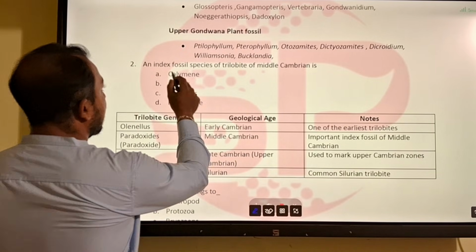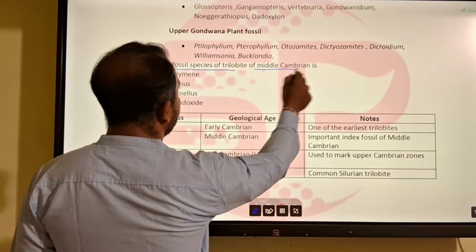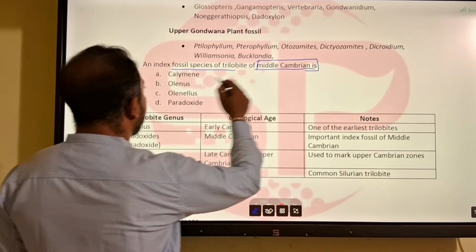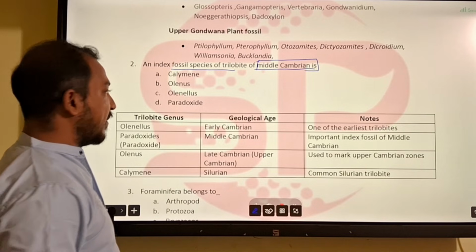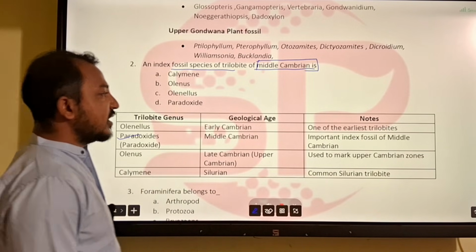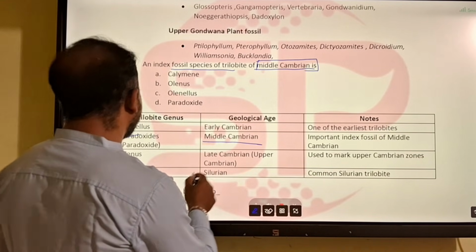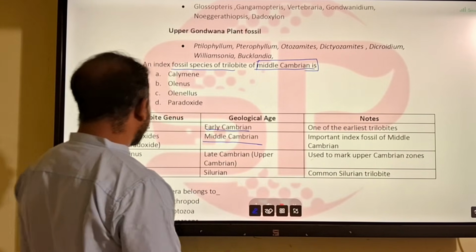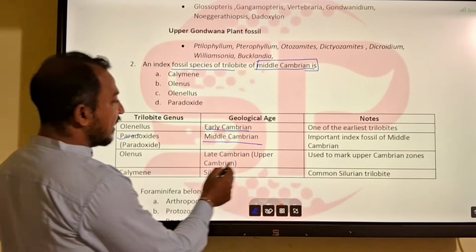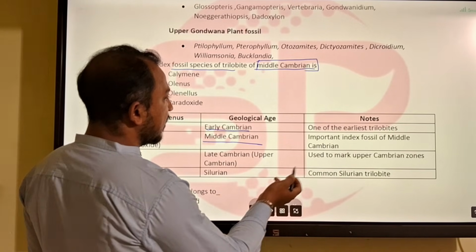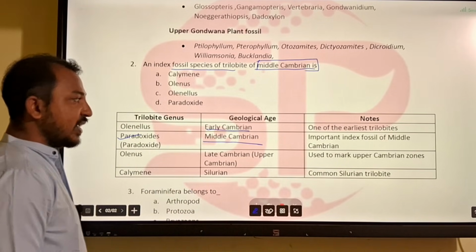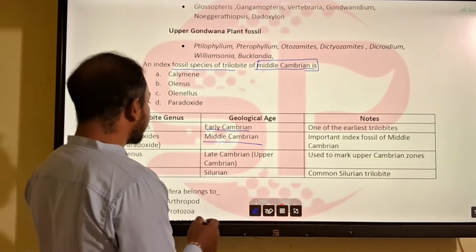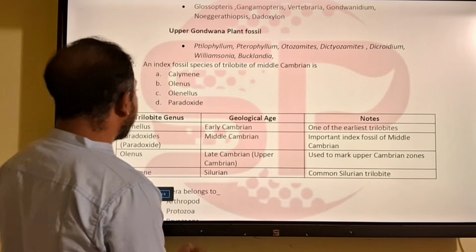Index fossil species Trilobite of Middle Cambrian. It is indirectly asking which of the following fossils belongs to Middle Cambrian. It is Paradoxite. Paradoxite belongs to Middle Cambrian; this is the index fossil. Olenilus is early Cambrian, the least Trilobite. Then Olenos is late Cambrian, upper Cambrian you can say. Then Calmini is Silurian. They also can be considered as index fossils. So our answer will be Paradoxite.